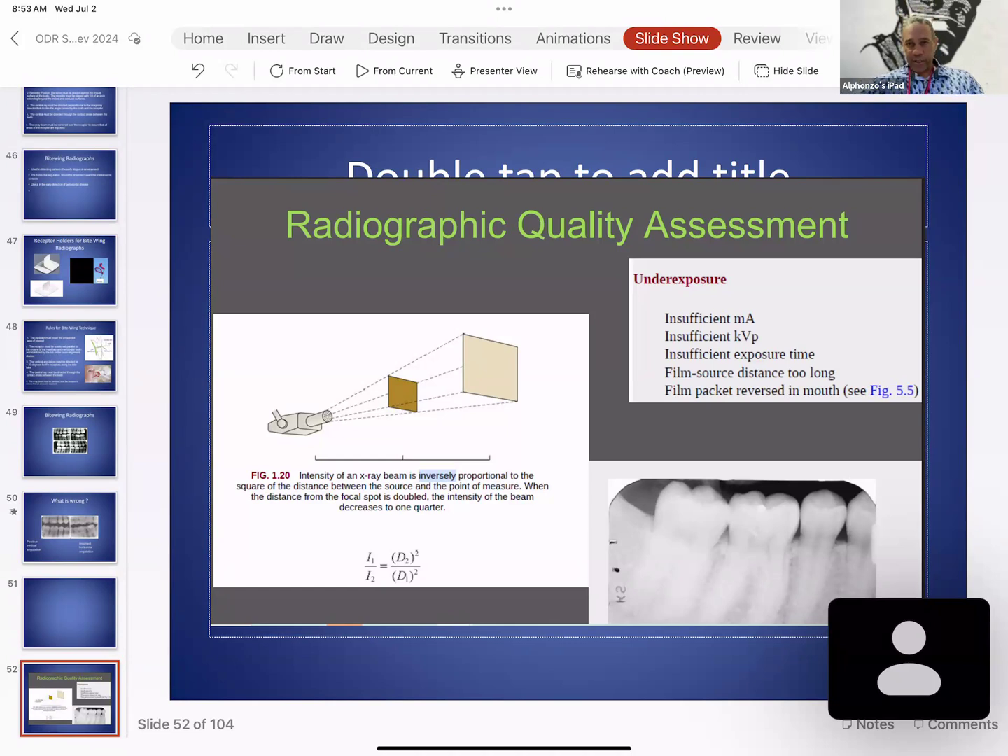Okay, these are Dr. Taylor's slides. I wanted her to do this stuff, but radiographic quality assessment, so just bear with me. I'm going to try to get through this.